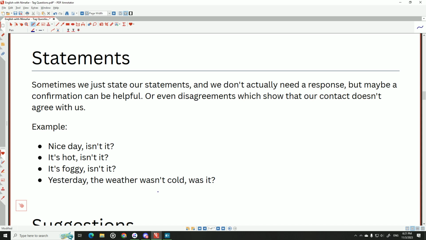It's hot, isn't it? You say, yeah, it is. Or, no, I don't think so. It's cold. Different opinions. Yesterday, the weather wasn't cold, was it? That's a kind of negative sentence. The weather wasn't cold, was it?